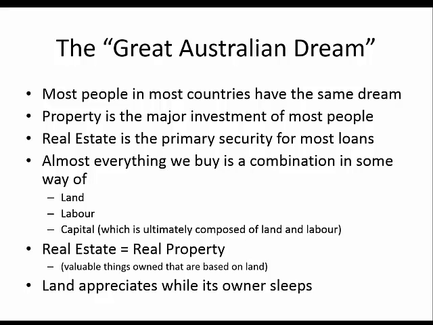As a result of the popularity of real estate as widely distributed ownership, real estate is the primary security for most loans. If we look numerically over what banks have loaned their money for, we find that overwhelmingly, in Australia especially, bank loans are secured by real estate.